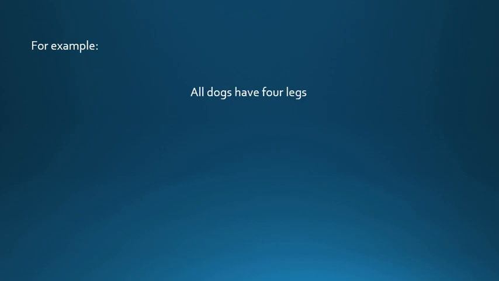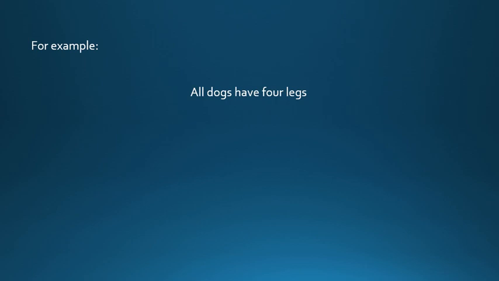So here are some examples of quantified statements, and we're going to see whether or not these are true or false. So first one, all dogs have 4 legs. So this statement is true only if every dog out there, every dog in the world has 4 legs.